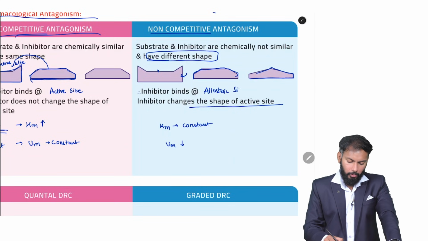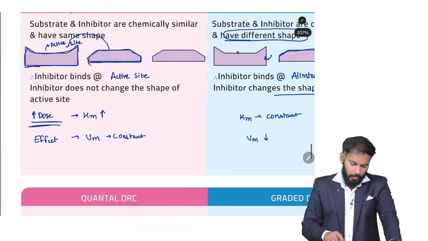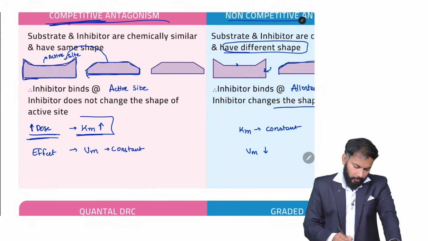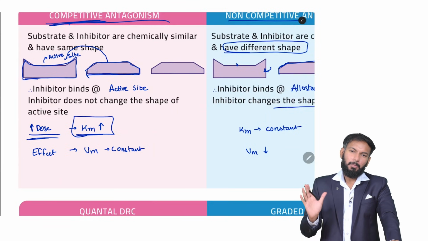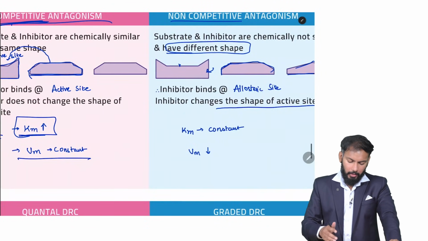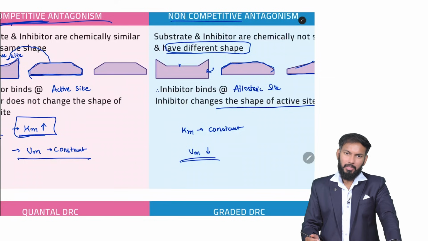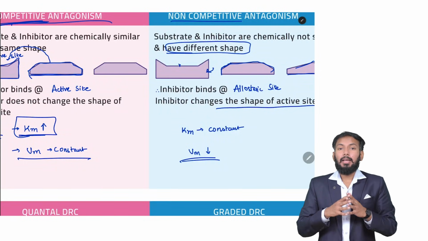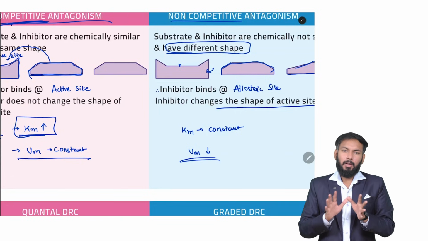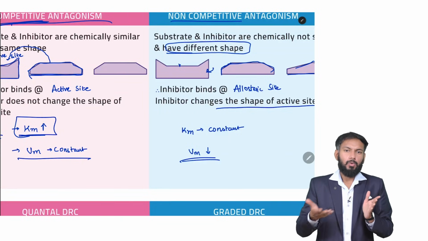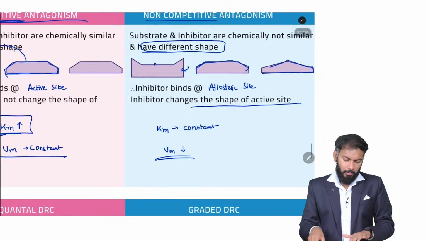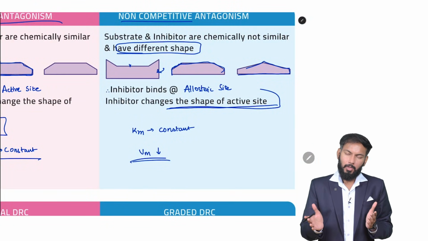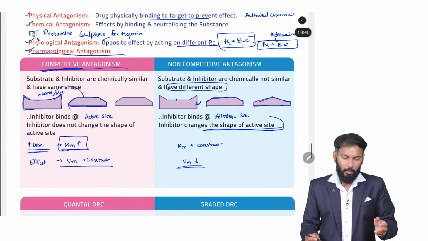This is what they ask you to remember in a way. Competition means when you are running, kilometers will increase, Km increases. This is how simply you can remember. Vm is constant here. In here, it is exactly opposite for the non-competitive. So, non-competitive means it will bind to the receptor irreversibly. That means even if it goes away, the effect is irreversible because it has changed the shape of the active site. Okay, this is about the competitive and non-competitive.